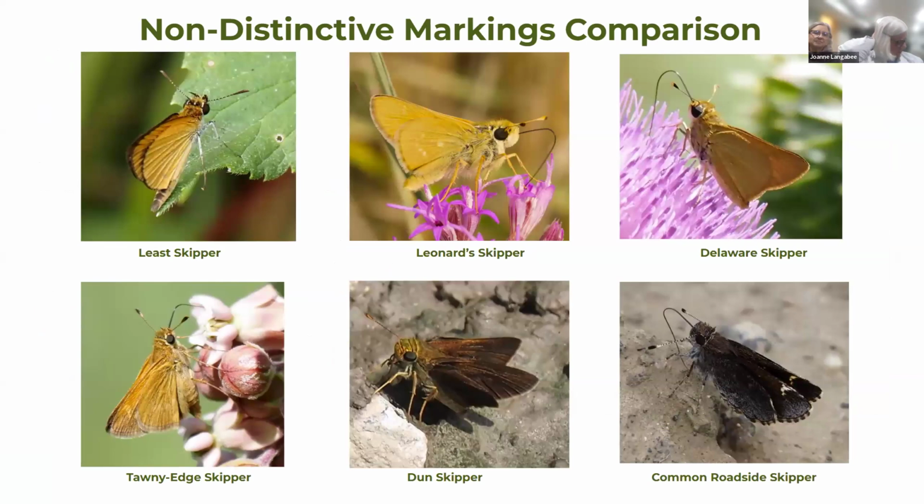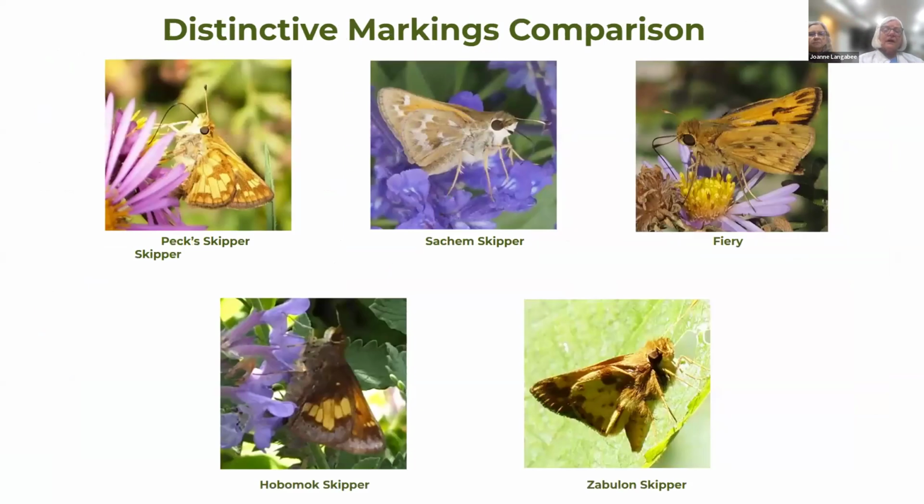These are the main ones that are in this area. There are a lot of other ones, but these are probably the ones that you will see. These are the ones with non-distinctive markings. We've got least skippers, Leonard skippers, Delaware skippers, tawny edge, dun skippers, common roadside skippers. And then we have those with distinct markings. You look from this page to the other, you see the markings a whole lot easier. Peck skipper, Sachem skipper, fiery skipper, Hobomok skipper, and Zabulon skippers.